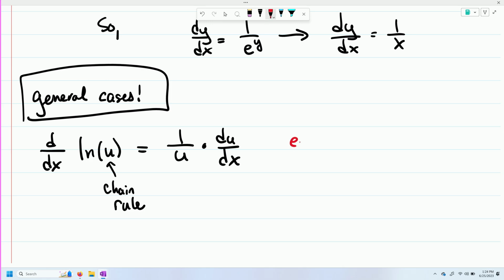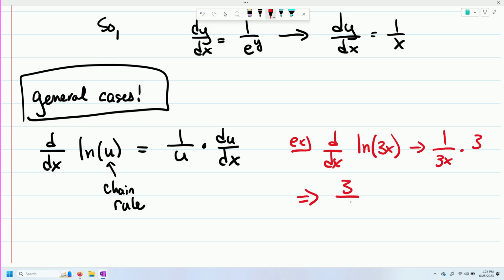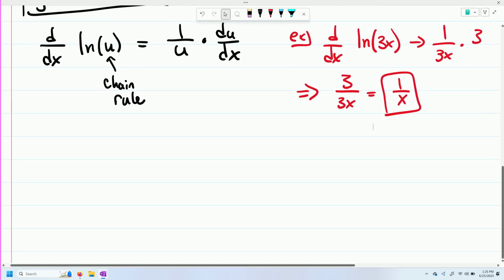A really simple example on the right-hand side would be d dx of the natural log of, let's say, 3x. Well, according to what we have on the left-hand side, it's going to be 1 over 3x times the derivative of 3x, which is 3. So this is going to be 3 over 3x, which equals 1 over x.